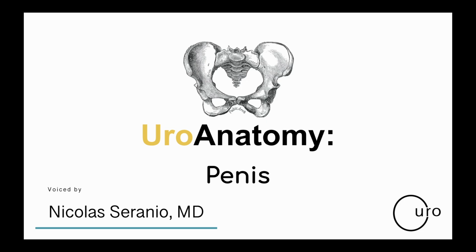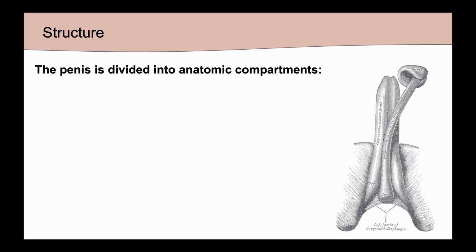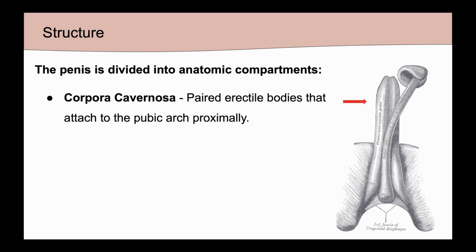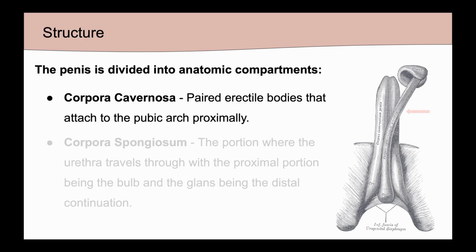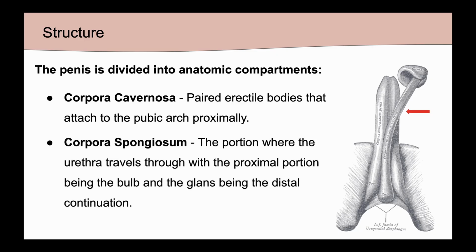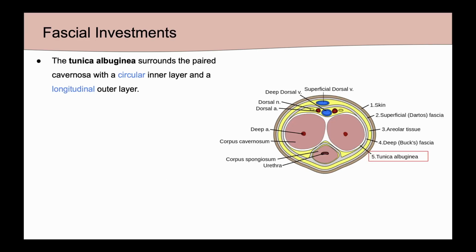This episode, we'll be reviewing the anatomy of the penis. So, the penis is divided into two anatomic compartments. We have the corpora cavernosa, which are the paired erectile bodies, and they attach to the pubic arch proximally. And we have the corpus spongiosum. This is the portion that the urethra travels through, with the proximal aspect being the bulb and the distal aspect being the glans.